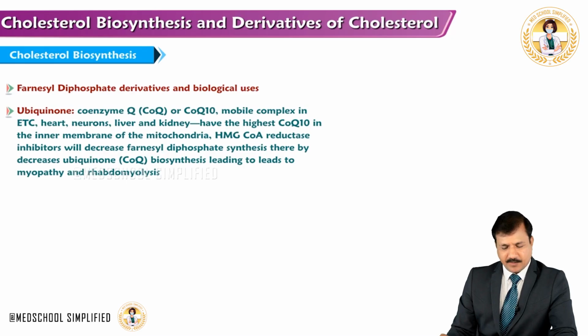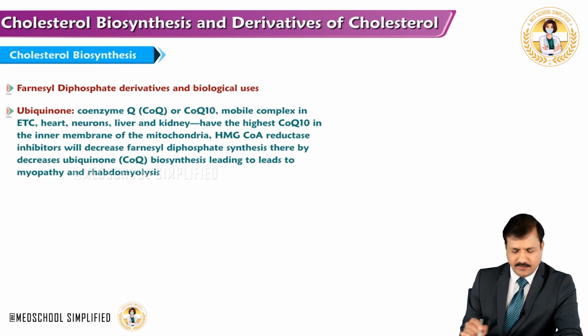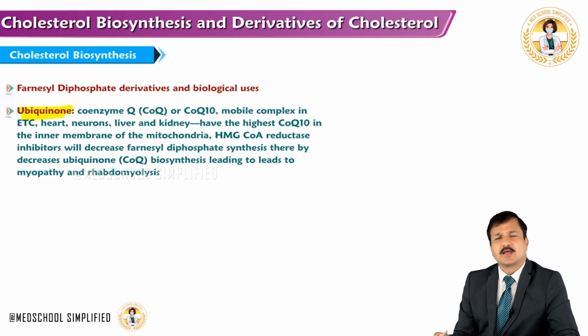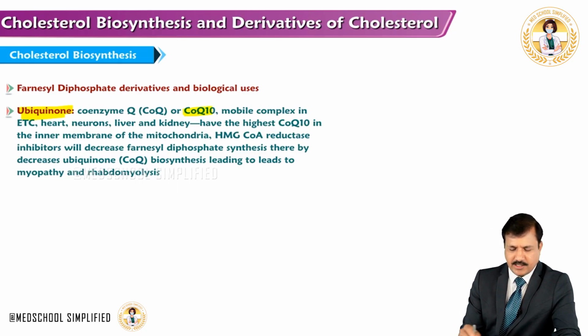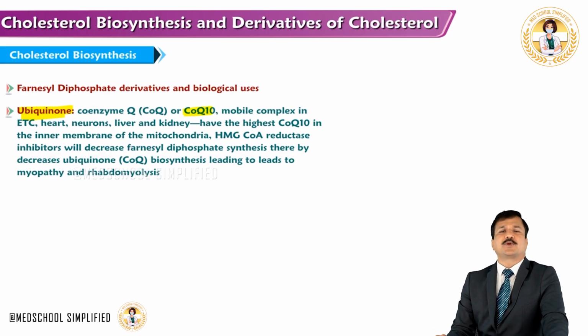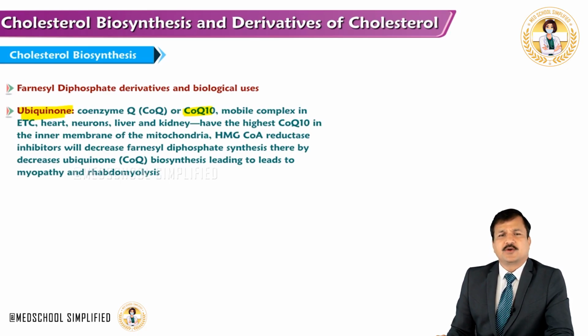Now, let's move on to see what the derivatives of farnesyl diphosphate are, which is also referred to as farnesyl pyrophosphate. So the farnesyl pyrophosphate or farnesyl diphosphate will be diverted into special product formation in our cells, and one of the special products formed from farnesyl pyrophosphate is ubiquinone. Ubiquinone is also referred to as coenzyme Q10 because it has 10 isoprenoid units attached, and the important function of coenzyme Q10 is that it is a mobile complex in the electron transport chain.